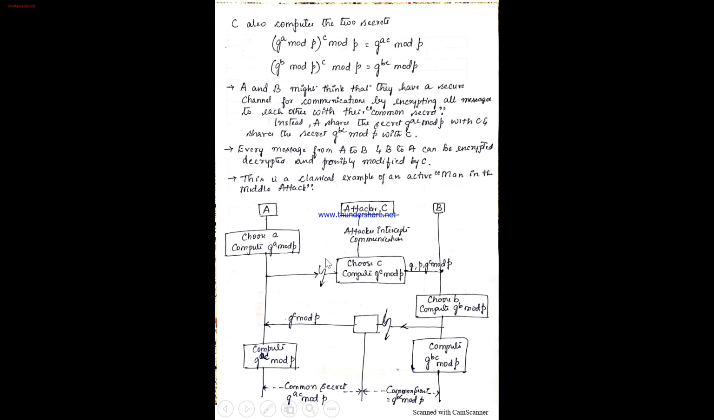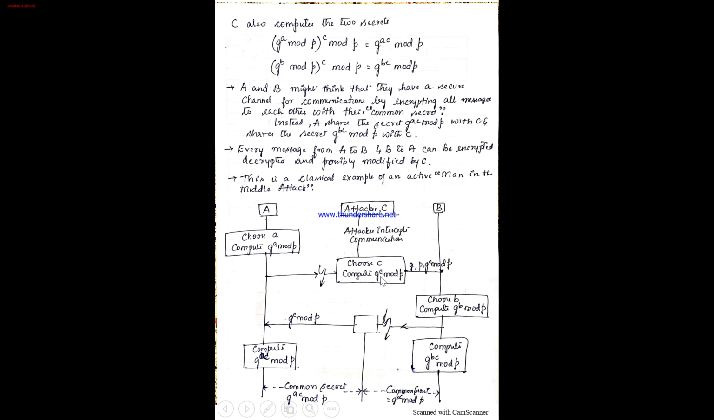So what is this man-in-the-middle attack? It is very simple. A chooses a and computes g to the power of a mod p, the partial key. A will send this across the network.